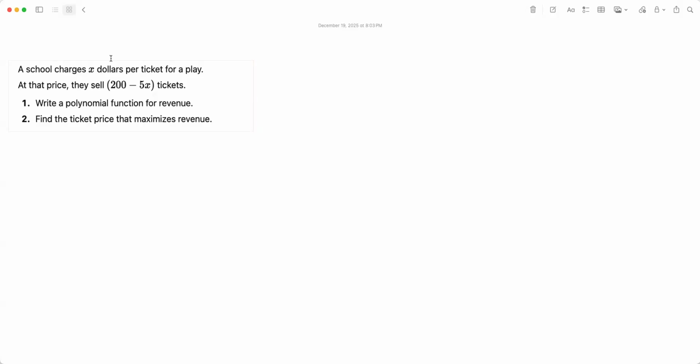A school charges x dollars per ticket for a play. At that price, they sell this many tickets. So what is the revenue? What is the revenue from here? See, okay, I'm selling 100 tickets. Each ticket is costing 10. What is my revenue?